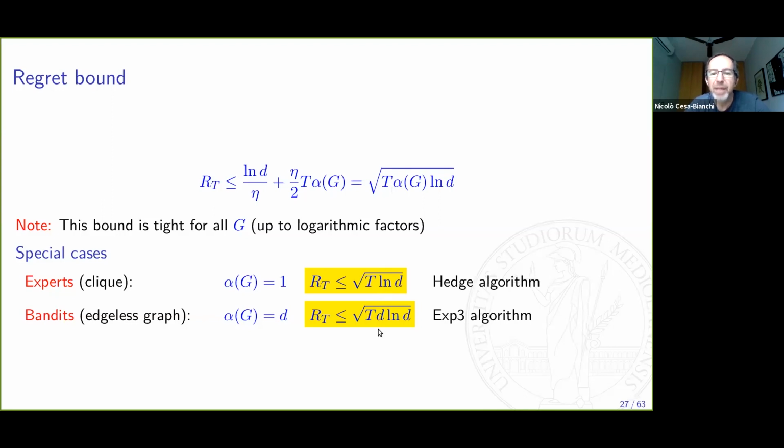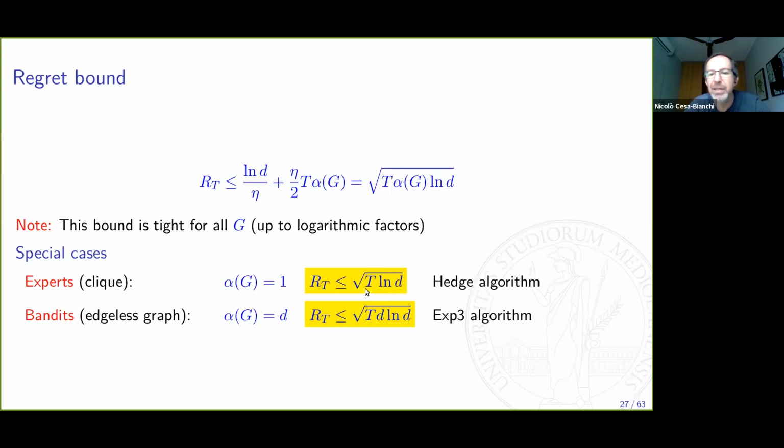If you think about it, the presence of a D factor here makes sense, because in the case of experts, at the end of each round we observe the loss of every action. These are D many actions. And in the case of bandits, we observe 1/D of that information, because we just observe the loss of the action we play. That's the reason why the variance, which was 1 here, blows up to D here.